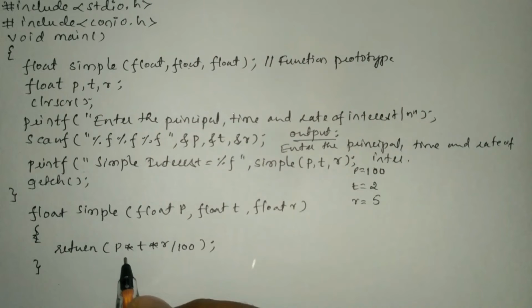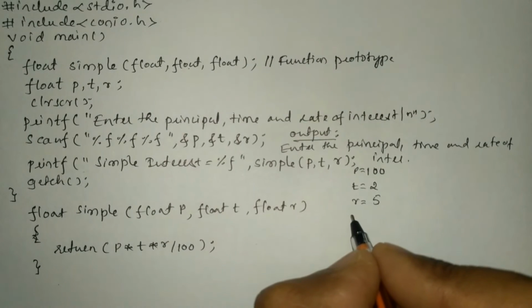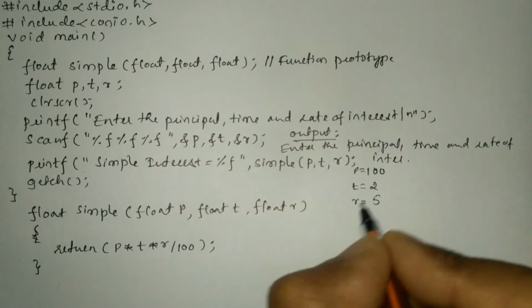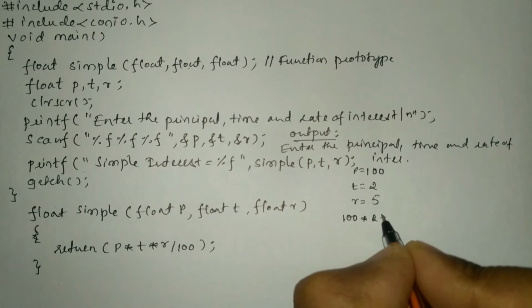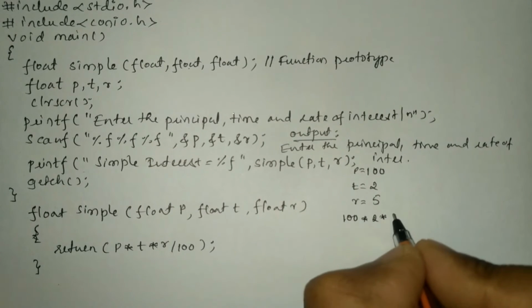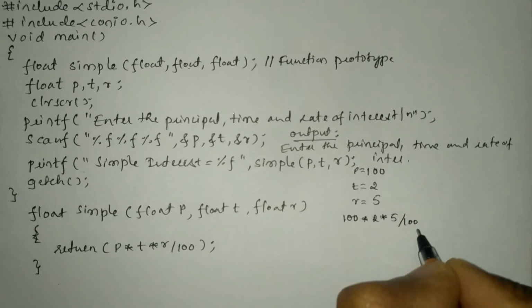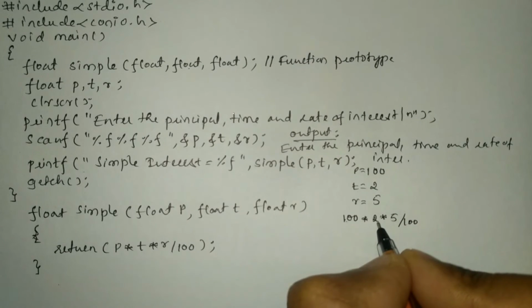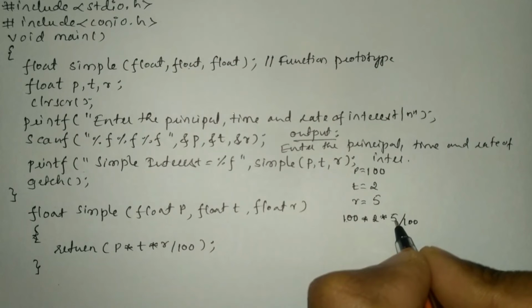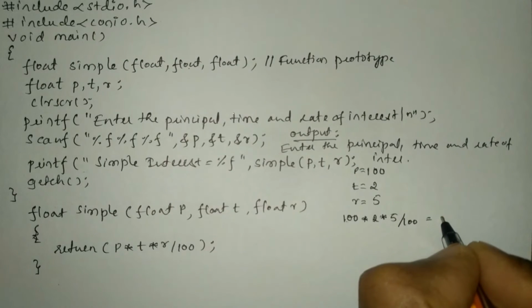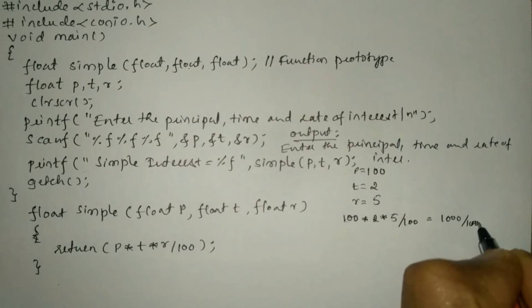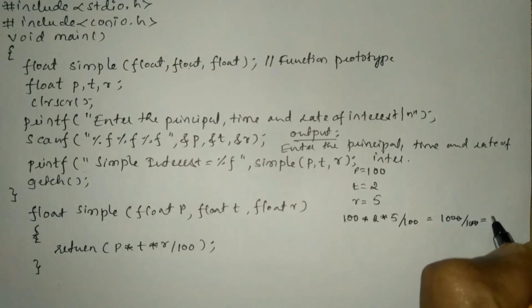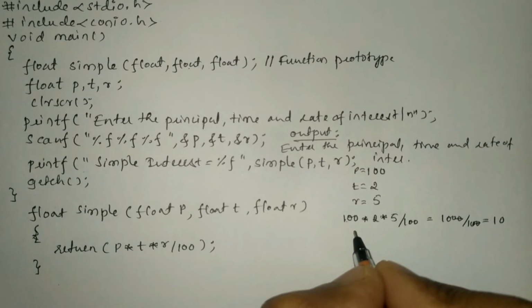So what is the formula present over here? The formula is P into T into R divided by 100. So here P is 100 into T is 2 into R is what? 5 divided by 100. So 100 into 2 is 200. 200 into 5 is, so it will become 1000, correct? So 1000 divided by 100. These two zeros will get cancelled. So 10 is the simple interest.